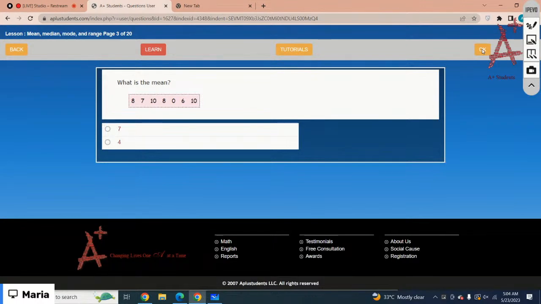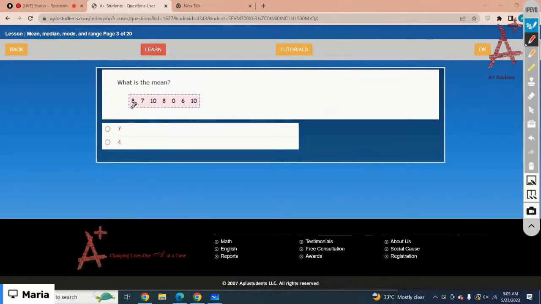Okay, what is the mean? You have to calculate the mean of the data. So to calculate the mean of the data, you have to sum up all the numbers and divide by the number of values. You have to add 8, 7. Let me just add using calculator. It would be 8, 7, 10, 8, 0, 6, 10. It would be 49.